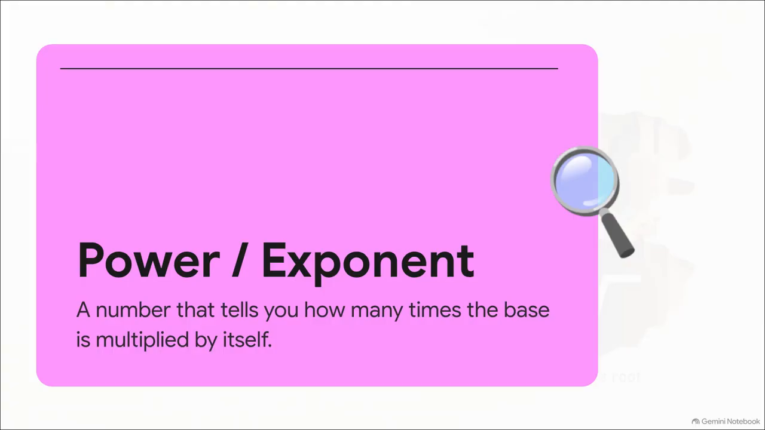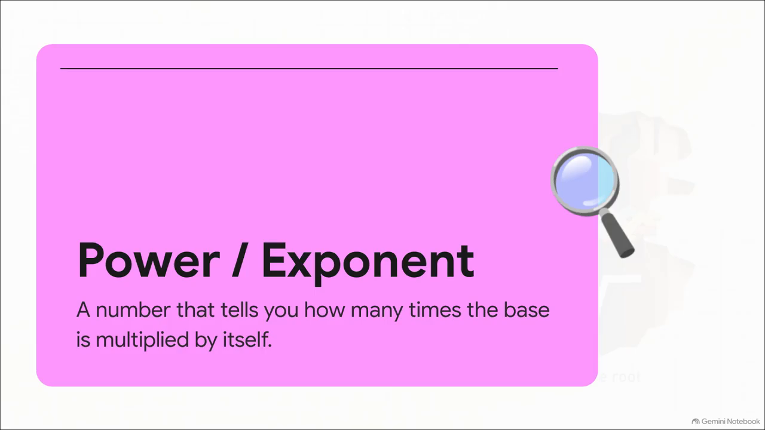Well, powers aren't just arbitrary, made-up math. They're actually a highly efficient shorthand for repeated multiplication. Take a look at 2 to the 4th power. That large number, the 2, is what we call our base. And that small floating number, the 4, is the exponent or the power.